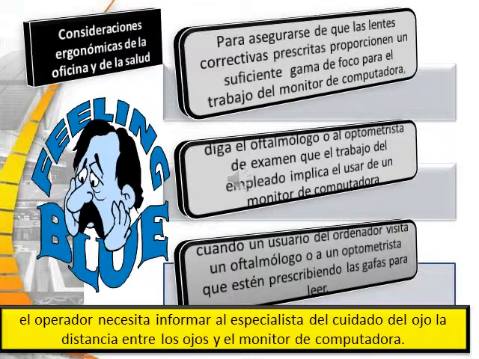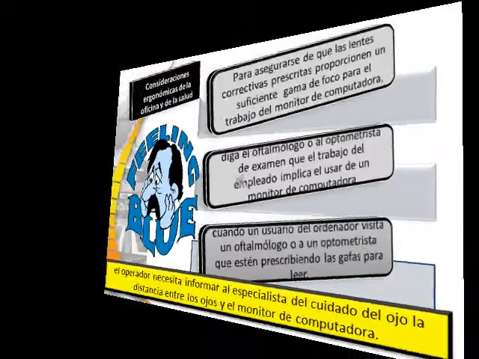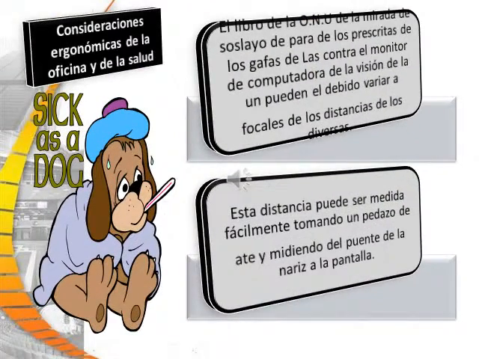When a computer user visits an optometrist who is prescribing eyewear for reading, the operator needs to inform the eye care specialist of the distance between the eyes and the computer monitor. Eyewear prescribed for reading a book versus viewing a computer monitor may vary due to different focal distances. The distance can easily be measured by taking a piece of string and measuring from the bridge of the nose to the screen.